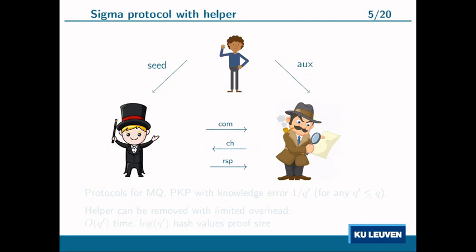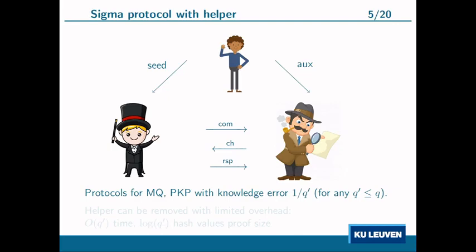And from then on, the Sigma protocol is just like a normal Sigma protocol with a commitment, a challenge, and a response. It's not surprising that if you have the help of this trusted third party, you can come up with more efficient protocols. In the case of MQ and PKP, we can come up with protocols that have a knowledge error of only 1 divided by q prime, where q prime is any integer between 1 and q, the size of the finite field in the MQ problem and the PKP problem.